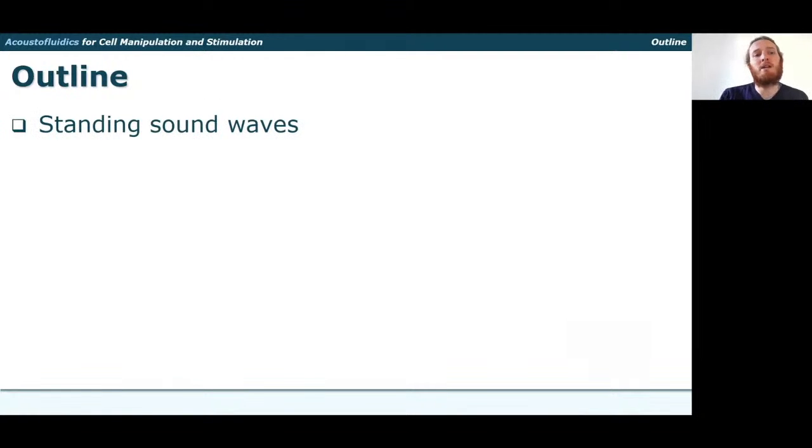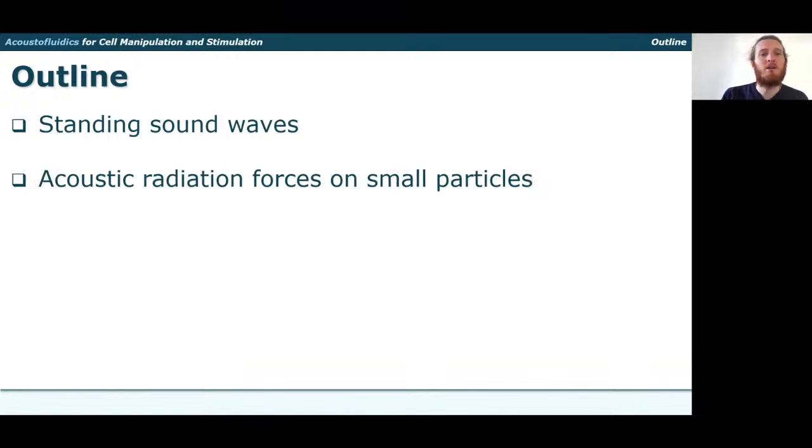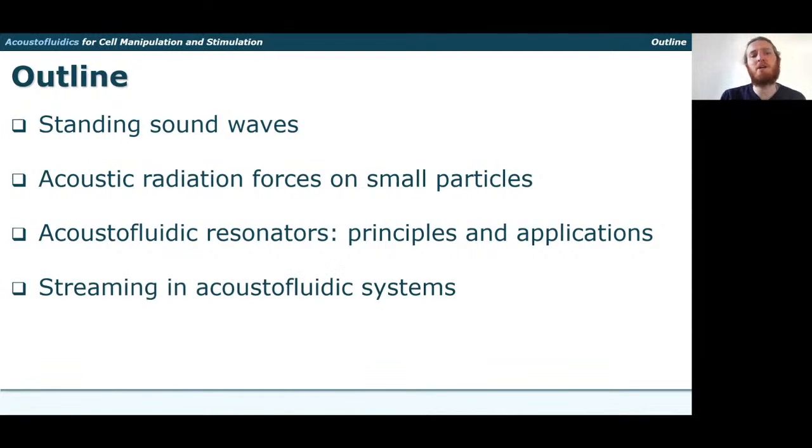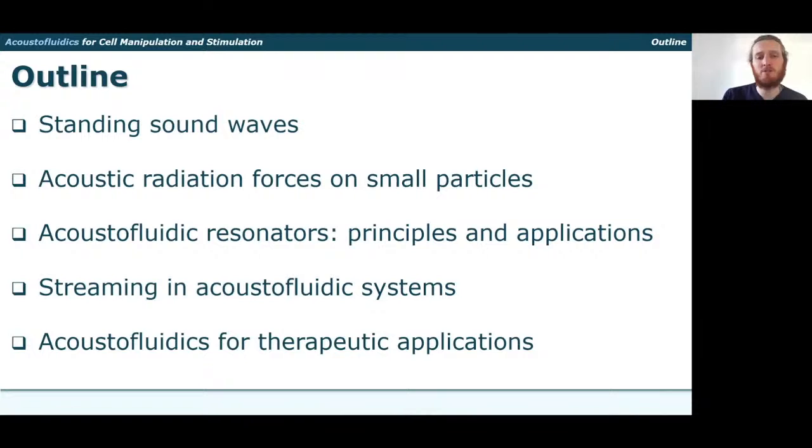So over the course of the talk, I'll be first providing a high-level general definition of some acoustic principles which are required to understand the operating principles of an acoustofluidic resonator. I will then introduce the acoustic radiation forces acting on small particles within a standing sound wave field. I will then introduce acoustofluidic resonators, their design criteria, manufacturing principles, as well as some representative applications in particle and cell manipulation. I will provide a very brief introduction to acoustic streaming in acoustofluidic systems, and finally provide some examples of how acoustofluidic systems can be used in therapeutic applications.